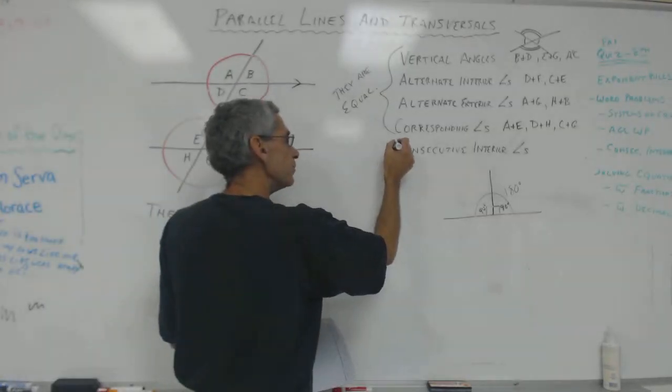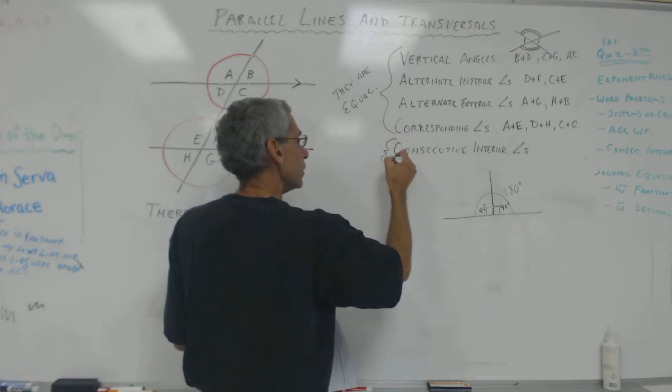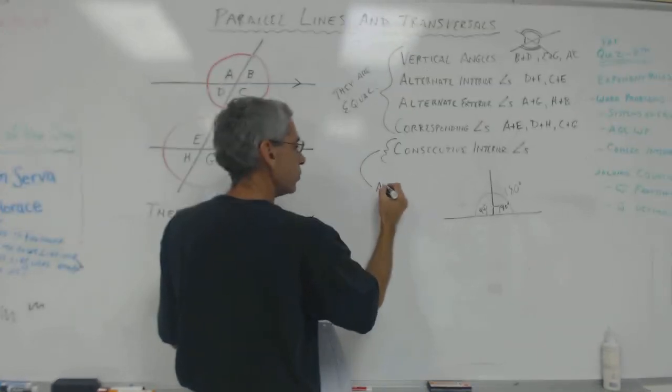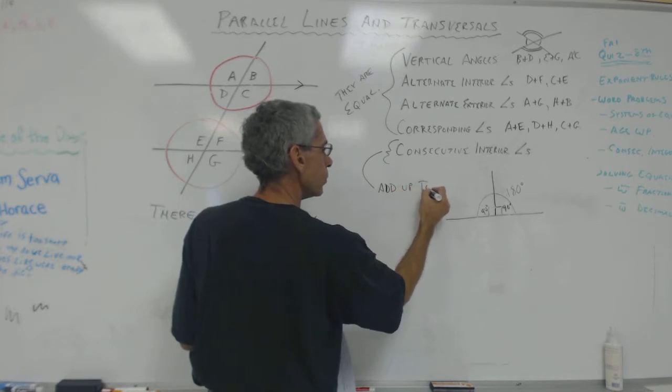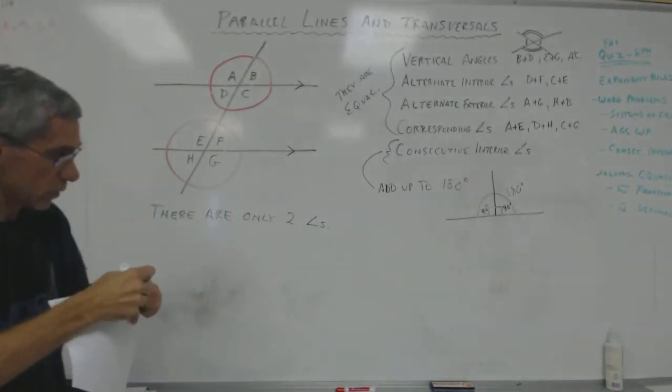But these, how do I do this? You just draw a line. Those add up to what? 180 degrees, right? Okay, so that's the difference.